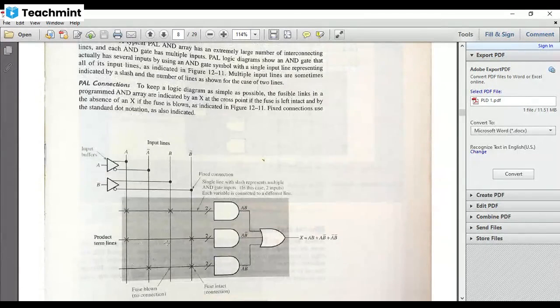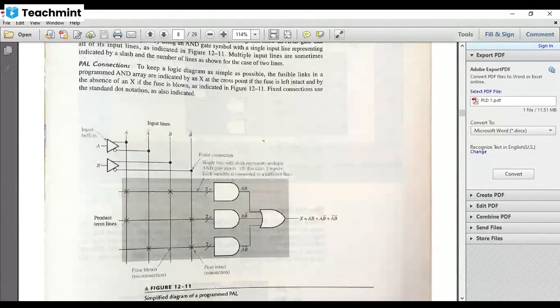Now for the second AND gate, for the two inputs, here A has a cross point connection, and for B bar there is a cross connection, so we are getting A B bar. And here for the A bar it is a cross connection, and for the B bar it is a cross connection, so we are getting the output.